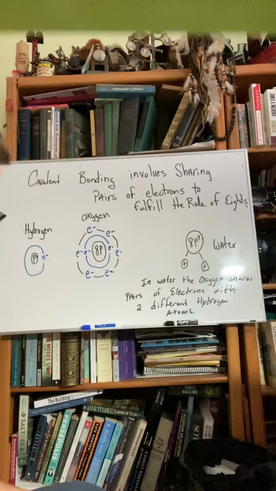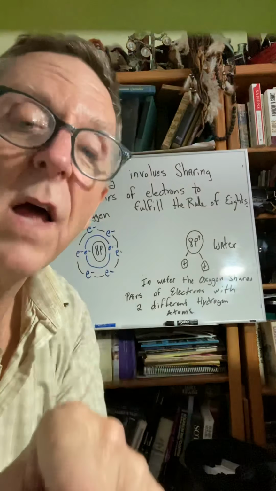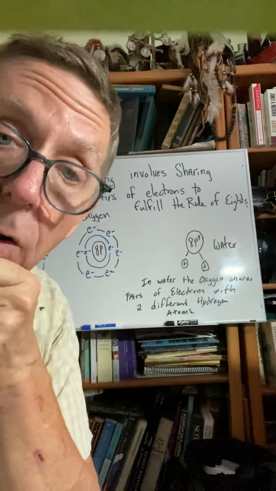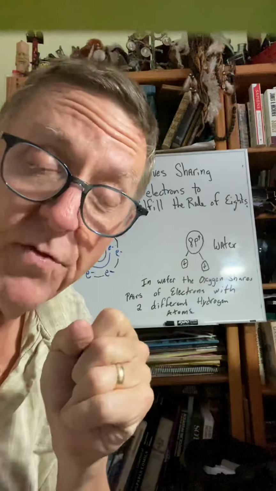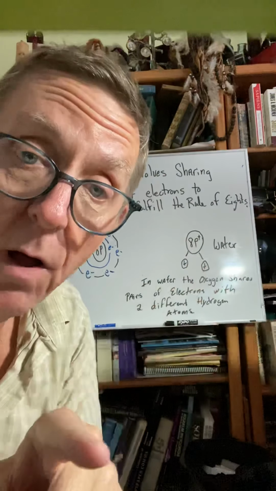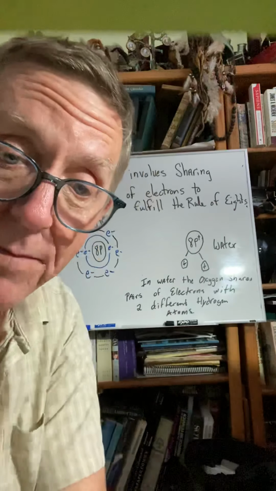Now, I'm going to go on and stop there, and we'll talk a little bit more about some of the minutiae, the details of covalent bonding. There's 2 different kinds of covalent bonds. Here we go.